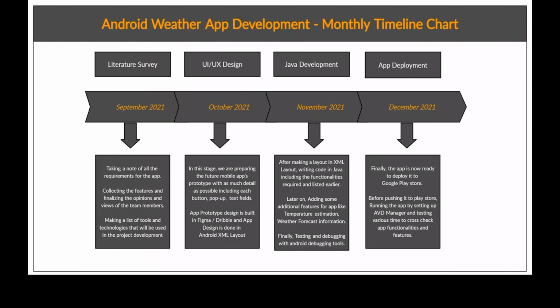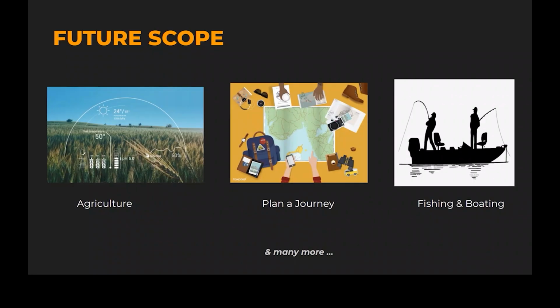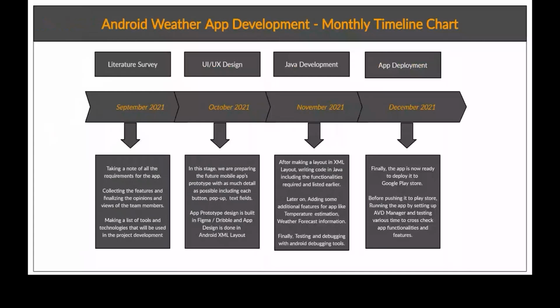Each month, we outline to develop the app with software development lifecycle framework steps like communication, planning, design modeling, development, testing, and finally deployment and maintenance. First, literature survey in September, UI UX design, that is front end using XML, in October 2021, developing using Java in November, and finally deployment in December. Each step includes a certain process to follow, and as a team we abide by the rules, software guidelines and principles.